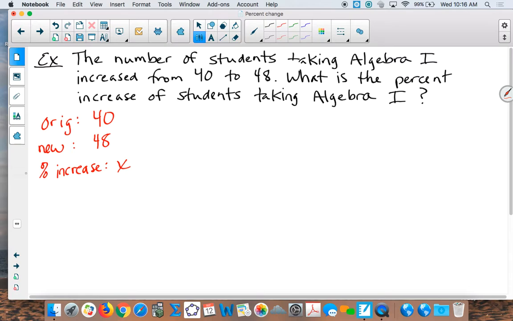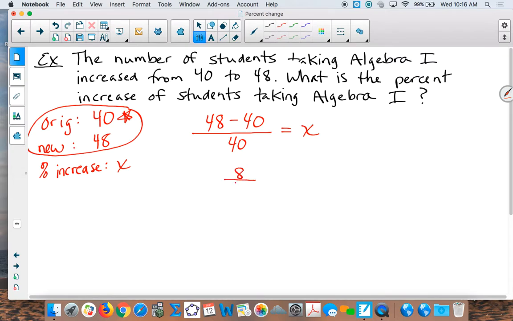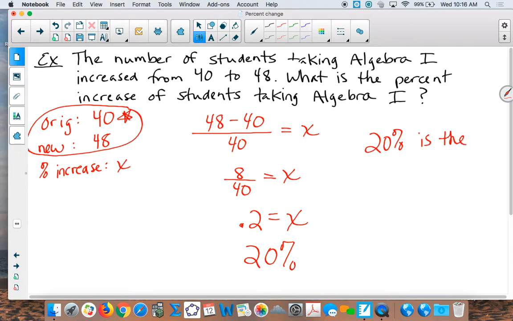So again, we need the positive difference between our original and new values. 48 is bigger, that comes first then. 48 minus 40 over, again, here's our original, over 40 will give us that percent increase. So 48 minus 40 is 8. 8 over 40 will give us our percent increase. 8 divided by 40 is 0.2. Again, that's our percent as a decimal. So converting that to our percent, that gives us 20%. So 20% is the rate of increase.